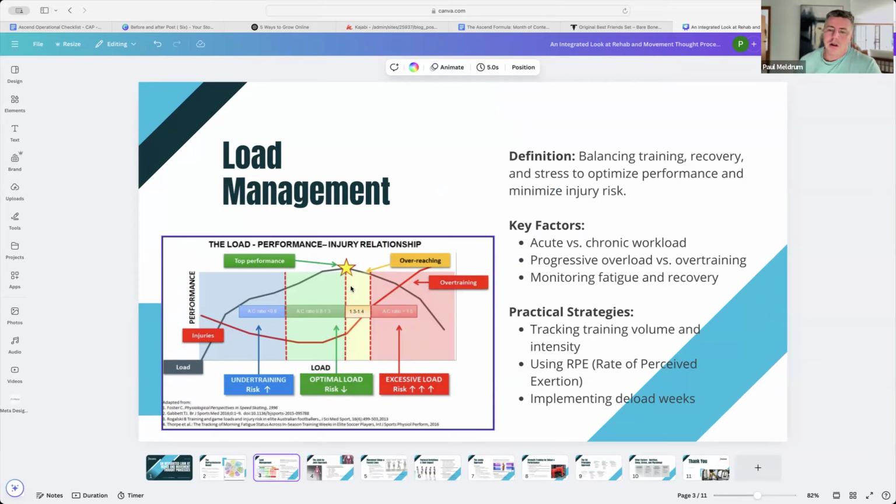Acute versus chronic workload. Let's just use running as an example here, because running seems to be very popular at the moment. I don't know if anyone's noticed that. Everyone seems to be a runner now. It just irritates me a little bit, but, each to their own.